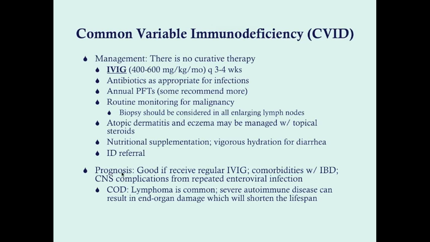Prognosis is good if they receive regular IVIG. The problems are the comorbidities with IBD, and cross this out here. So no CNS complications. Cause of death is typically lymphoma, the most common, besides natural causes, I suppose. Severe autoimmune disease can result in organ damage, which will shorten the lifespan too. So just remember, lymphoma is a big thing to look out for in these patients.